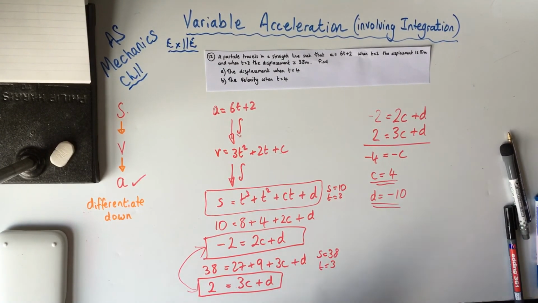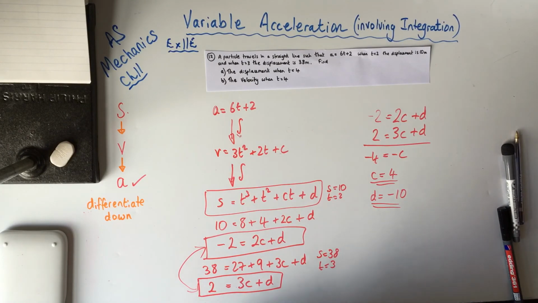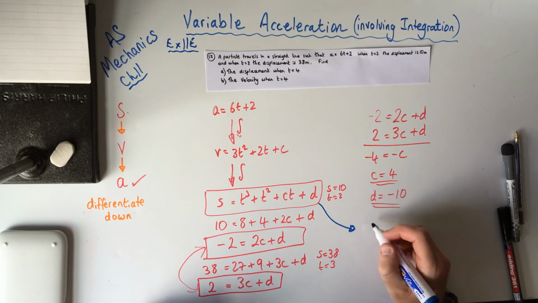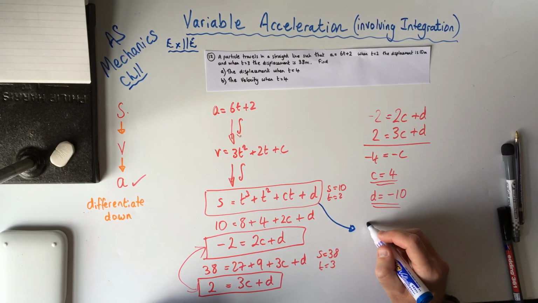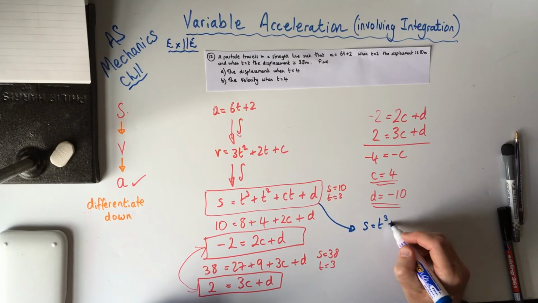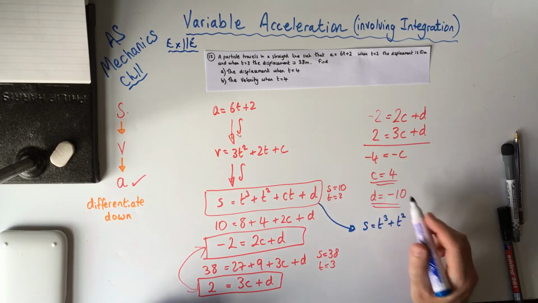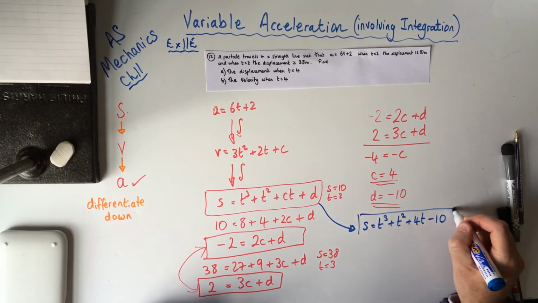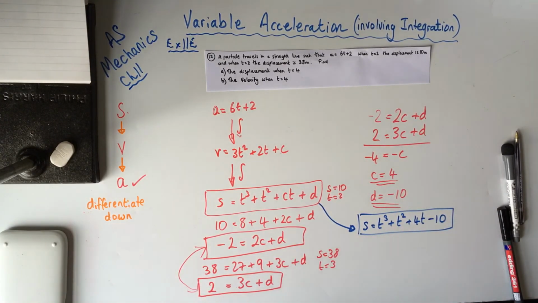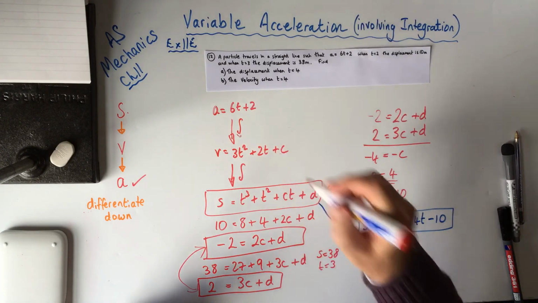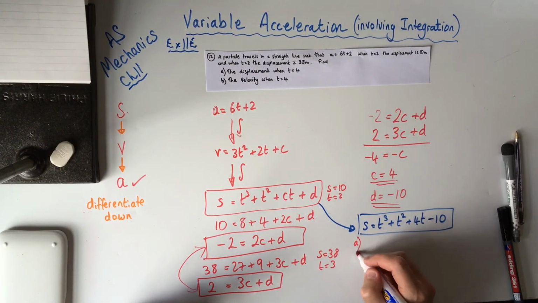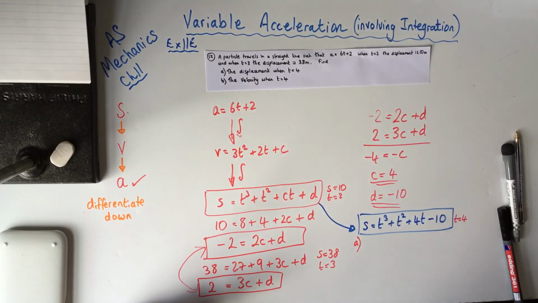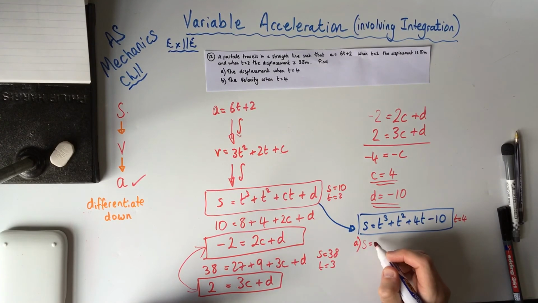Okay, so now we've got the equation for displacement, and we've got s is equal to t cubed plus t squared plus 4t minus 10, there it is. And I've put in the c and the d. And now all I have to do for a is put in t is equal to 4. Find the displacement when t is equal to 4. So I just need to put 4 into there.